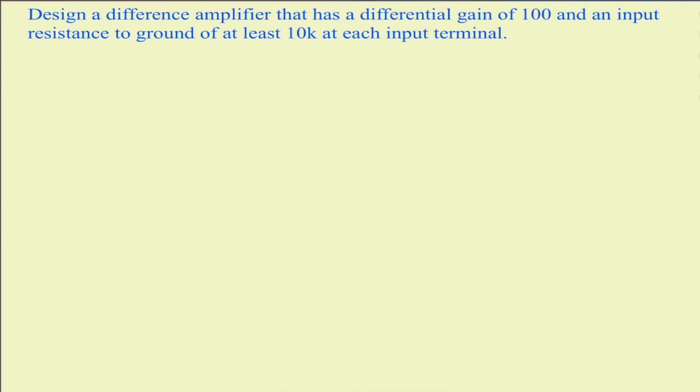Welcome back. In today's video, we want to design a difference amplifier that has a differential gain of 100 and an input resistance to ground of at least 10K at each input terminal.